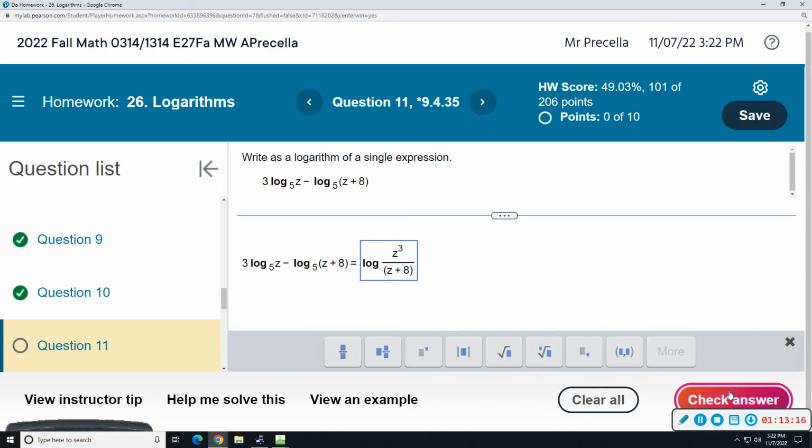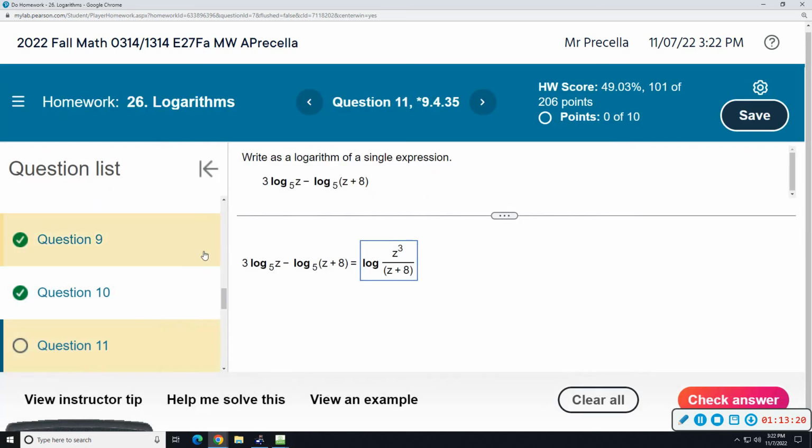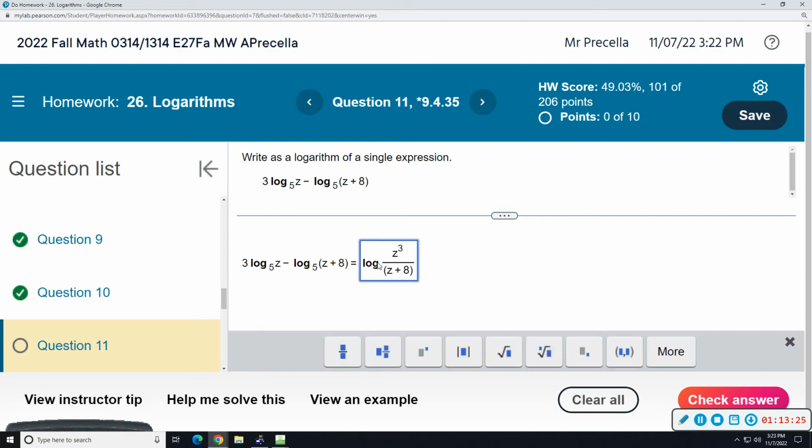Okay. Oh, wow, what did I do wrong? Oh, I didn't put the base of 5. Log base. I was doing pretty good. I'm always forgetting those things.